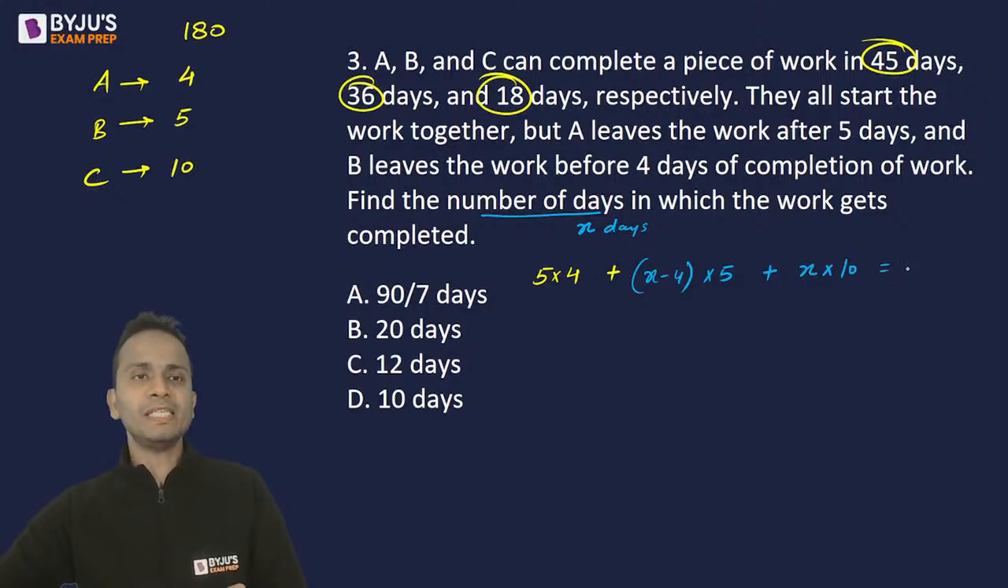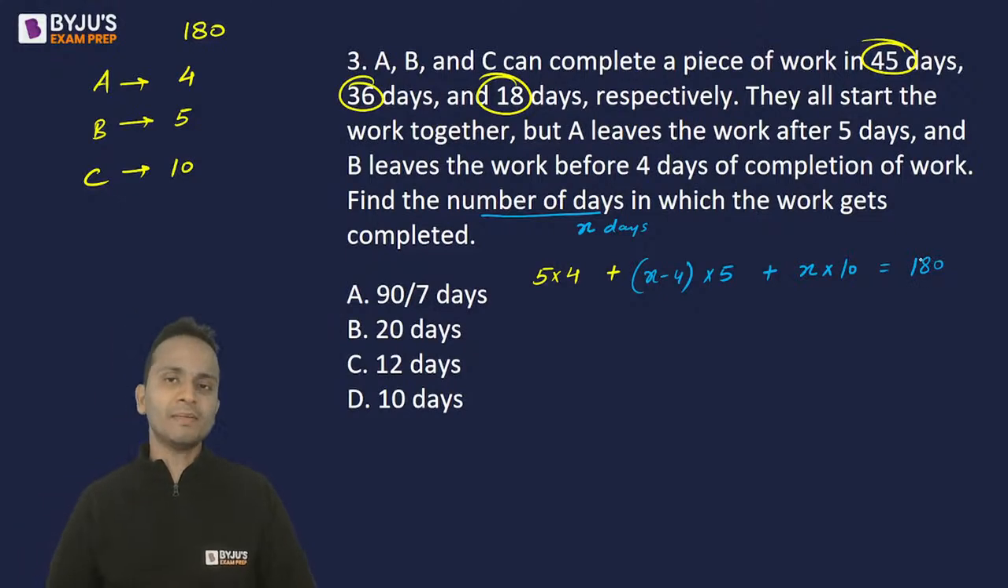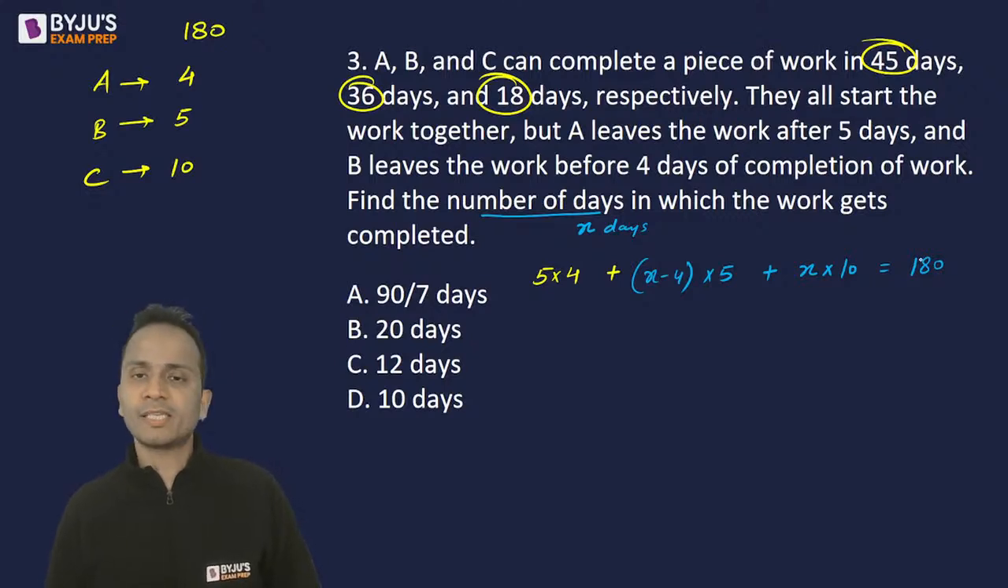Now the work gets completed. So this should be equal to the total work which we have assumed at the beginning of the question, which is 180. Now simplify this equation, get the value of X, and this is the same thing that is asked to find out: the total number of days in which the work gets completed.